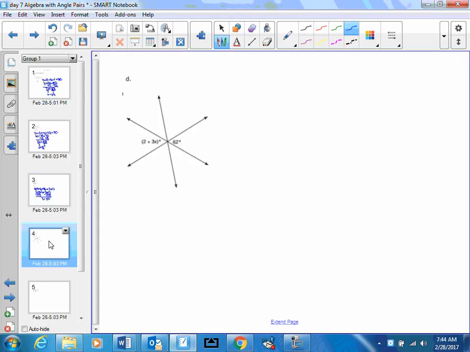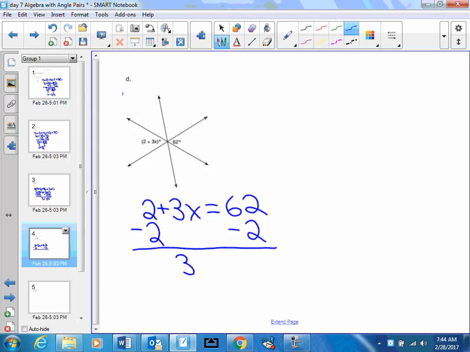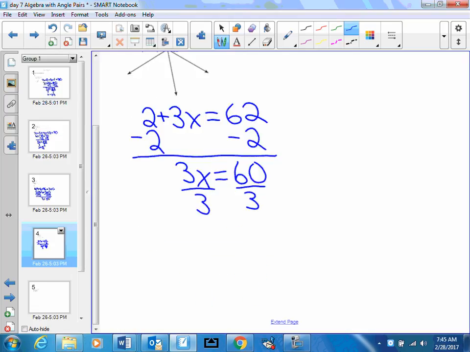Looking at our next example, these two angles are vertical to each other, which means they are equal to each other. So 2 plus 3x equals 62. Now I do my inverse work, subtract 2. I get 3x equals 60, then divide by 3, and I get x equals 20.